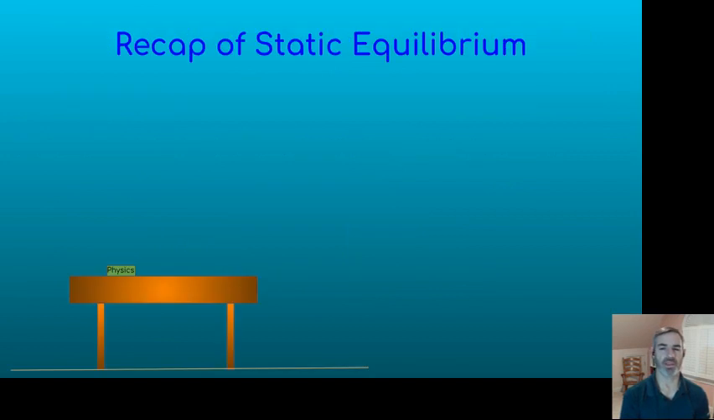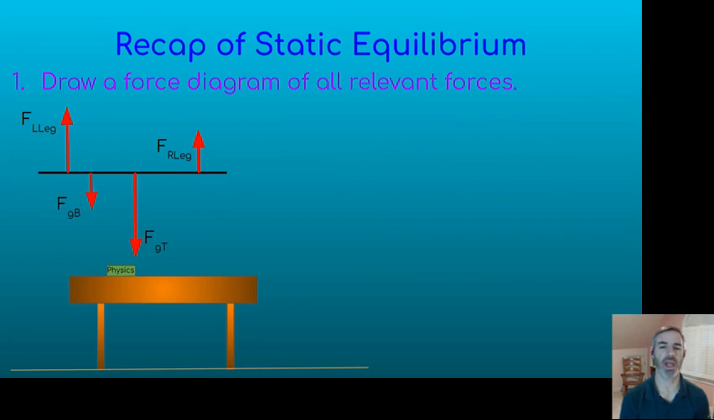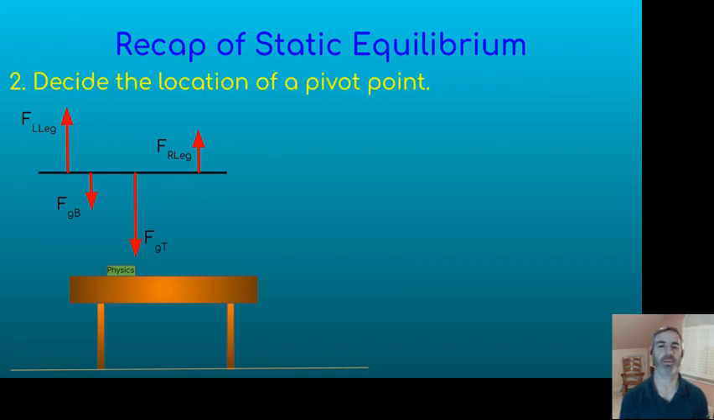So let's recap this because there's a lot of information that we went through in that example. So remember, step 1 is to draw a force diagram of all relevant forces. So we draw a line to represent the table and the forces acting from the specific spots on the table. Then we decide the location of the pivot point. In this example, we chose the pivot point to be at the left leg.